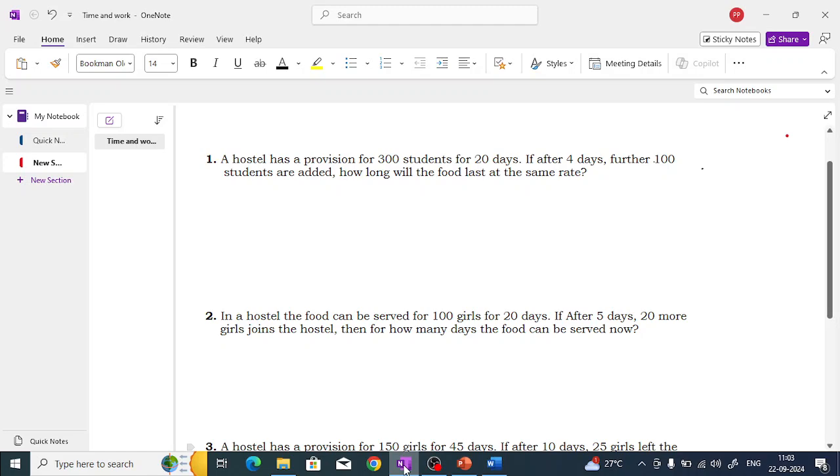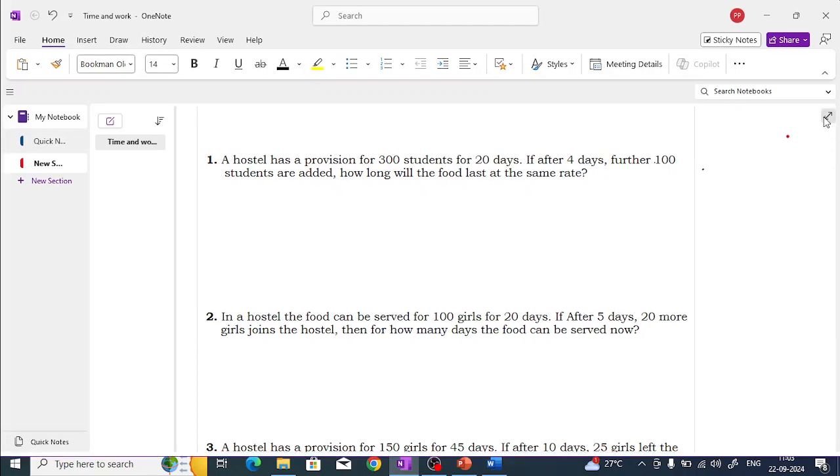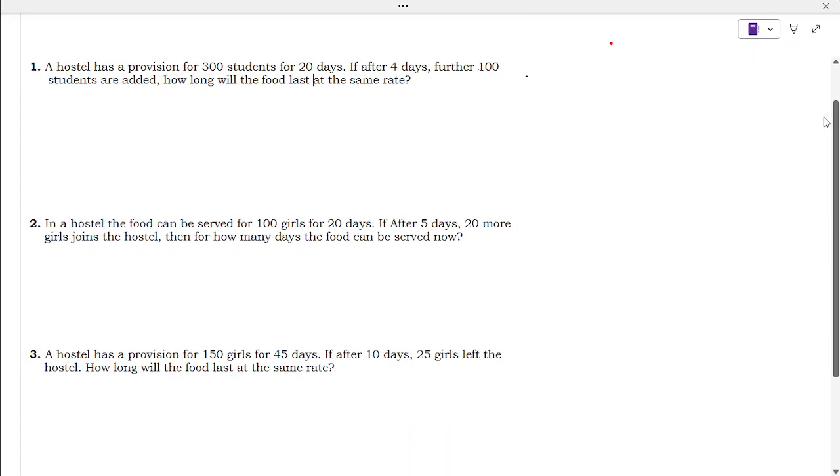Good morning, friends. So today I'm going to discuss one small concept from the topic time and work. This is one of the important topics, time and work. It is related to hostel or food related things.